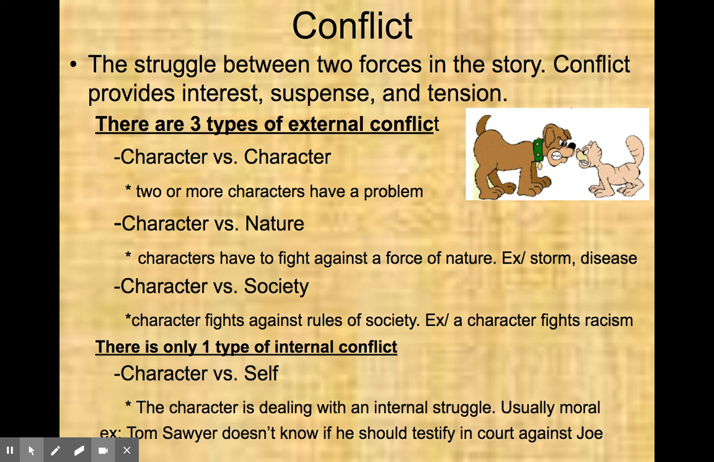So make sure that you have written the 3 types of external conflict down, as well as the 1 type of internal conflict. And that is everything that you need to do with this slideshow for today. So when you're done, hopefully you have time left and you have a break before social studies. You can just take a break until social studies starts.